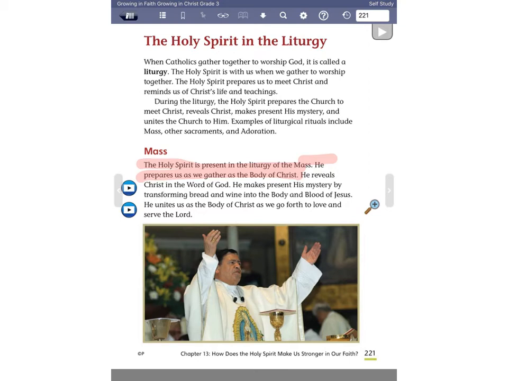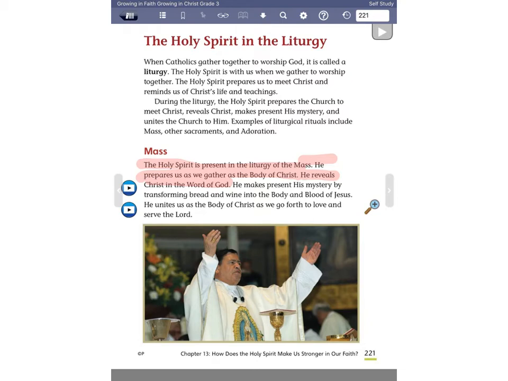Well, the Holy Spirit gives us the gifts to recognize Jesus, just as he helped the disciples on the road to Emmaus. And during the liturgy, the Holy Spirit reveals Christ in the Word of God. So when we hear the scriptures at Mass or in another liturgy, the Holy Spirit helps us to remember the messages Jesus brought and the sacrifices he made for us.